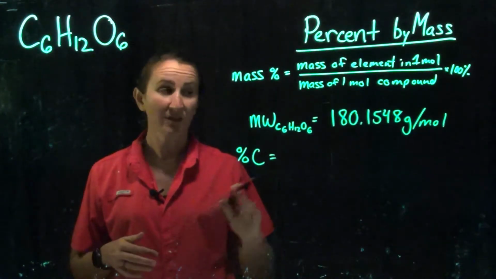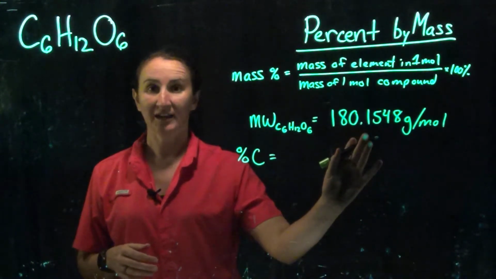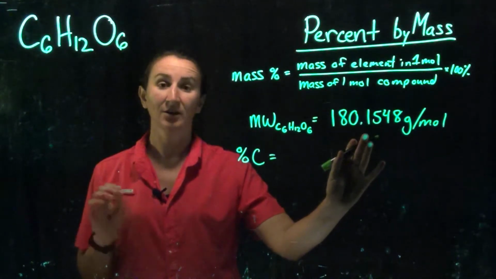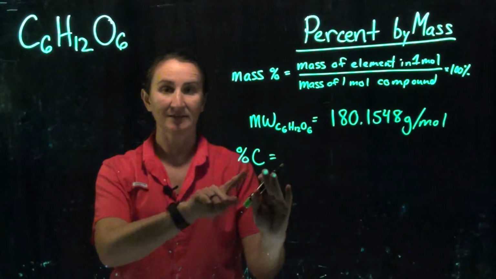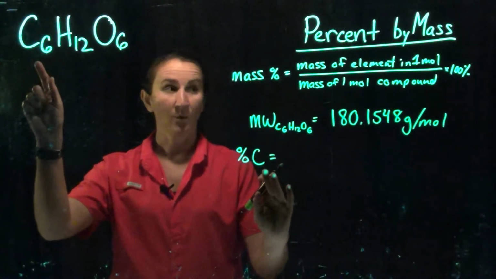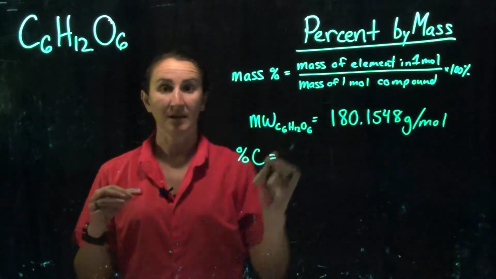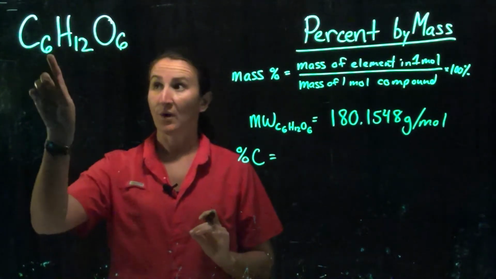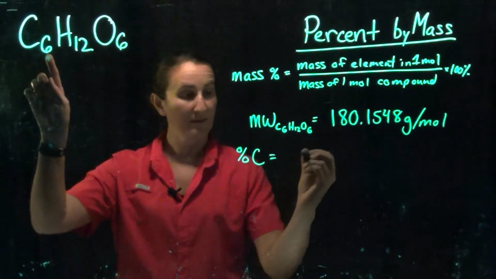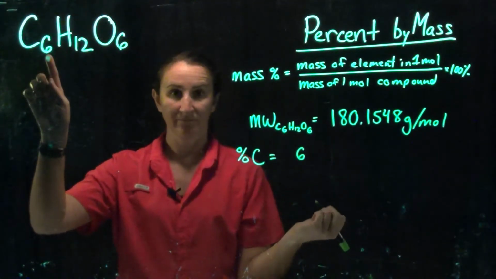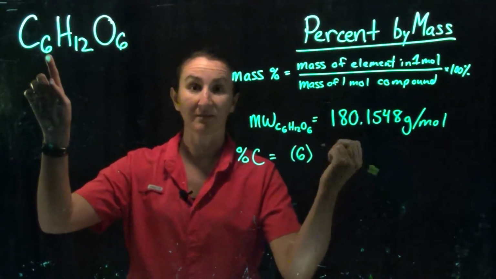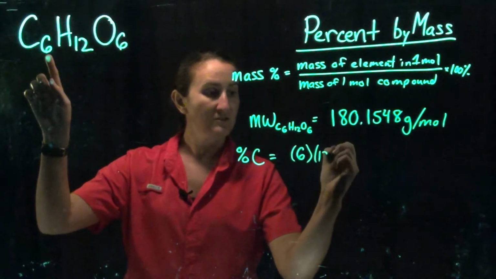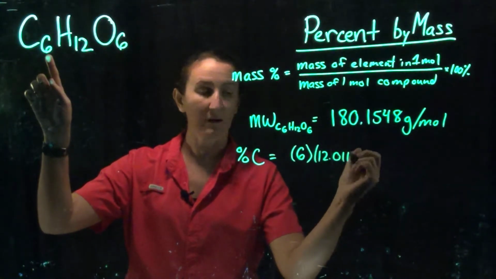All right, so you should have gotten a molecular weight of 180.1548 grams per mole. So how do we determine what percent carbon is of the whole compound? What you want to do is find the mass of the element in 1 mole of the compound. So how many carbons are there in this whole compound? There are 6 of them. And what is the molar mass of carbon? It is 12.011 grams per mole.